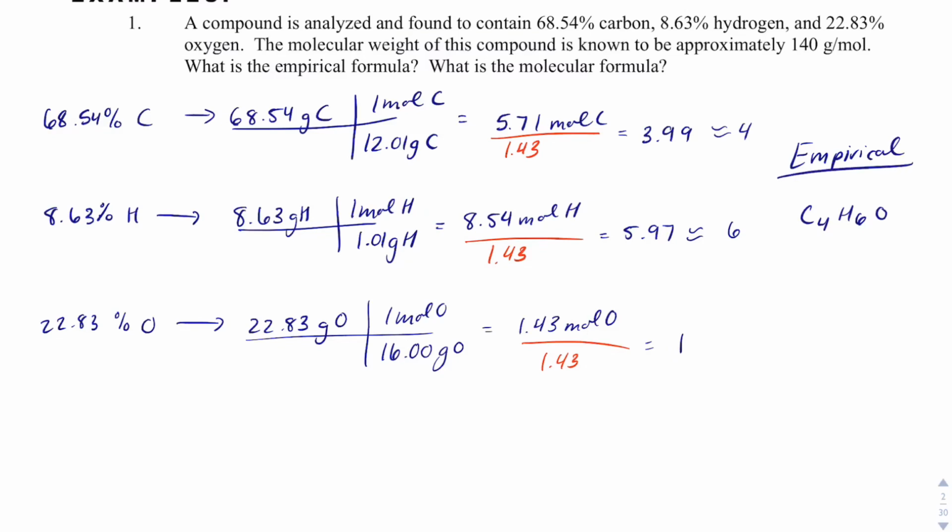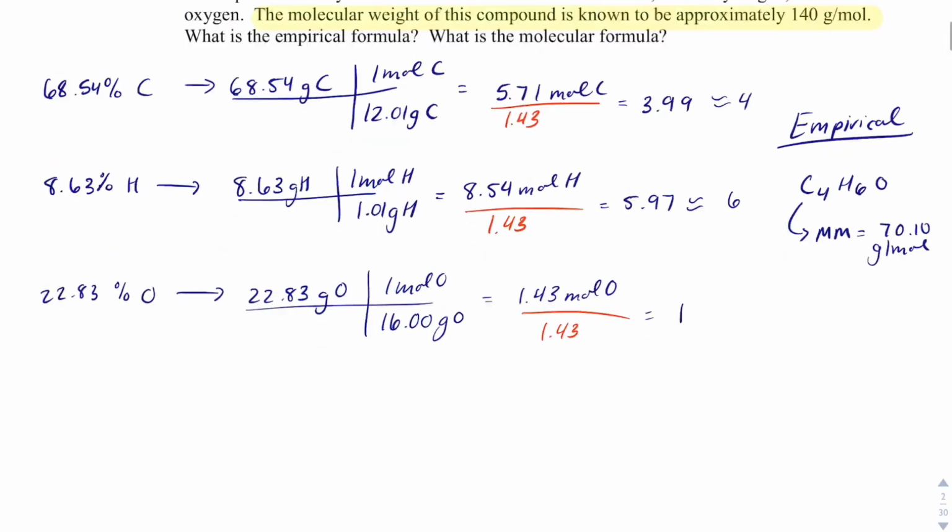Okay, so I got the empirical formula. That's C4H6O. And what I want to do is get its molar mass. We can abbreviate molar mass as MM, big M, and I get 70.10 grams per mole. Okay, so what I need to do is compare that to its actual molar mass, and it tells us that the molar mass of this compound is 140.